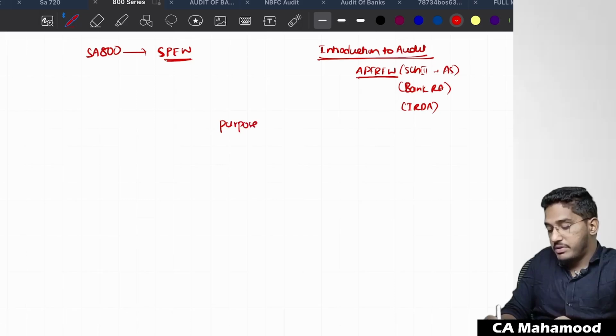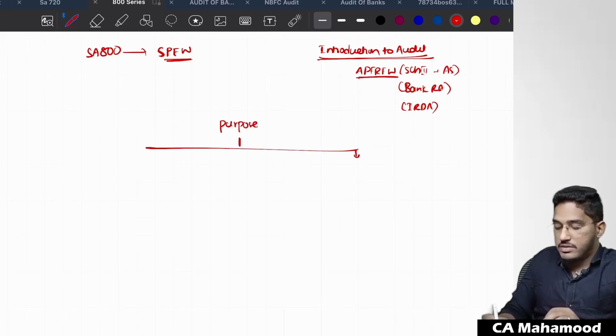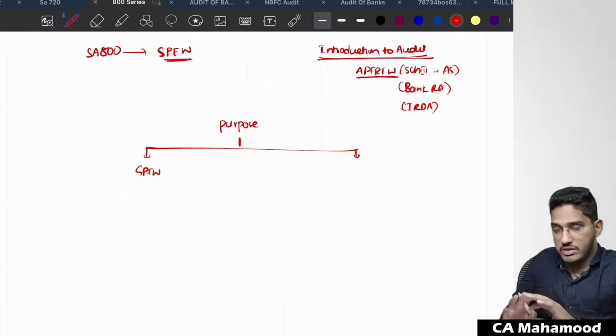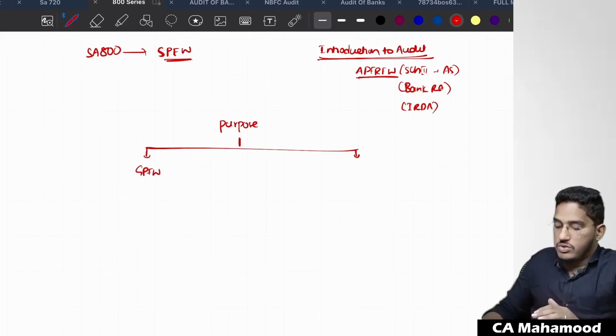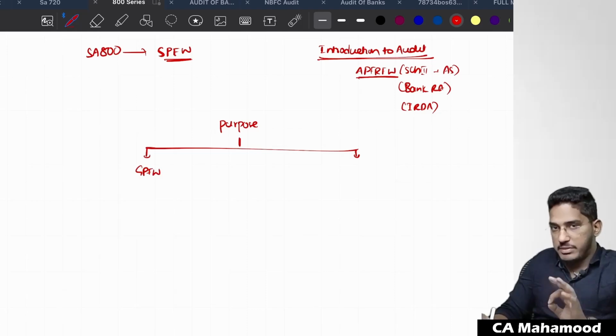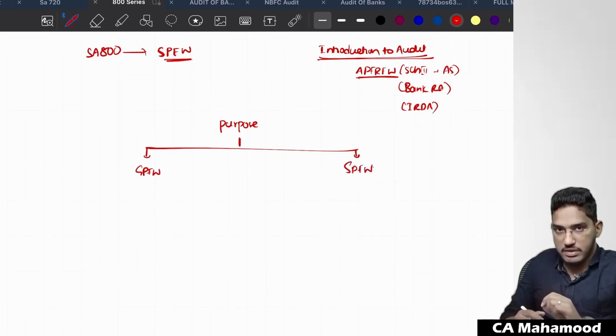On the basis of purpose, the frameworks are broadly divided into 2 categories. One is general purpose framework. I'm just revising here, guys. I'm not explaining this concept for the first time. So on the basis of purpose, frameworks can be divided into two categories. One is general purpose framework and the other one is special purpose framework.